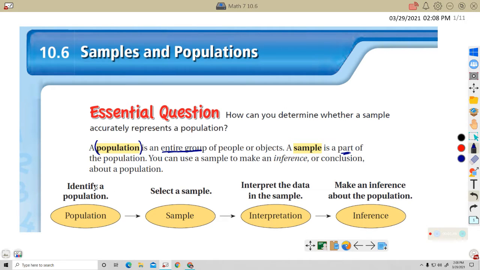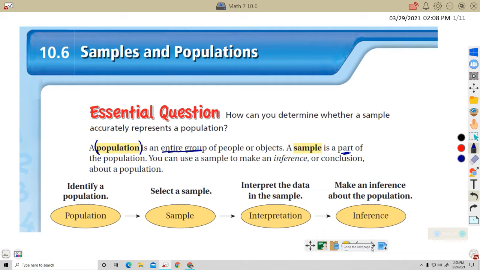In this diagram here, it says identify a population. So in my story, that would have been a shipment of parts. Select a sample. We would pull from different boxes. We would pull from different layers of the boxes, just to make sure we got random sampling. We would take our measurements, so we would interpret the data in the sample. So in other words, we would take our measurements on those sample parts, and then if those parts look good, we would infer that the entire population was good. If those parts were bad, we would infer that the entire population was bad.